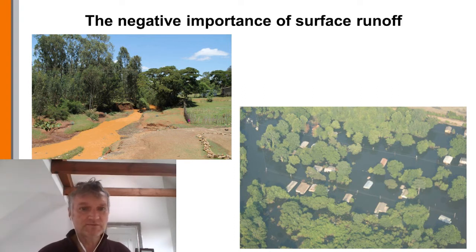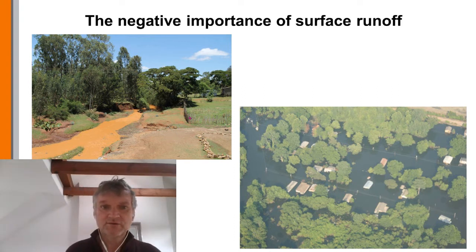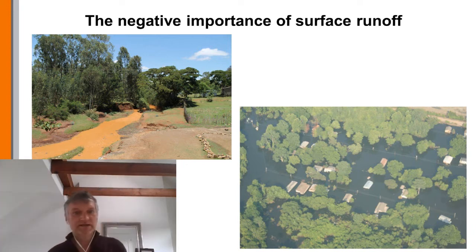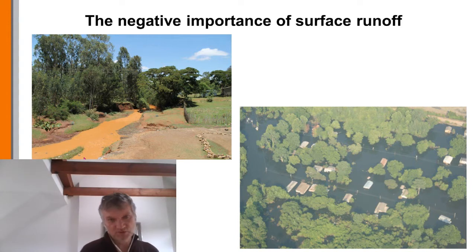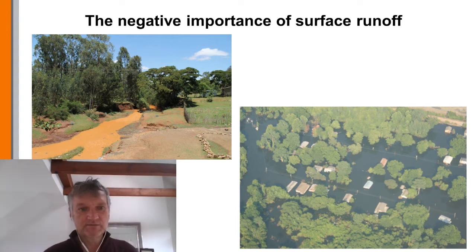And on the other hand, surface runoff has a negative importance because it is mainly responsible for erosion, for erosion of soils, for the loss of soils which cannot be used in agriculture anymore, because it is eroded to the river and then transported downstream to the next larger river and then to the ocean. So surface runoff is always of negative importance, and therefore we should calculate it in order to avoid it.